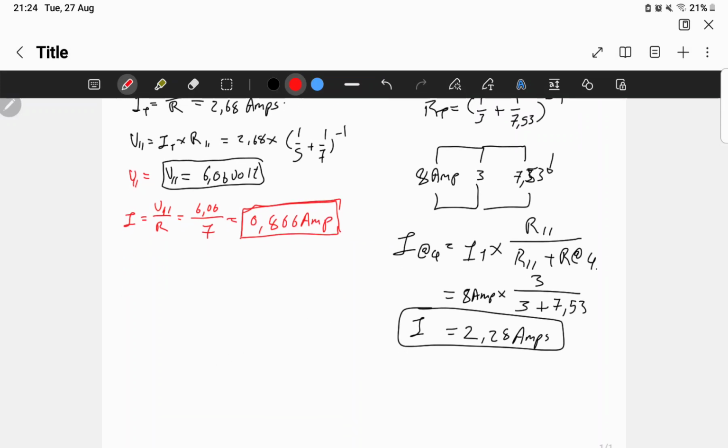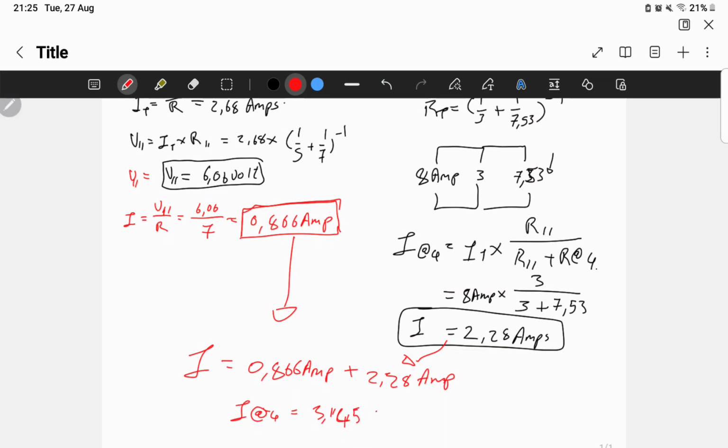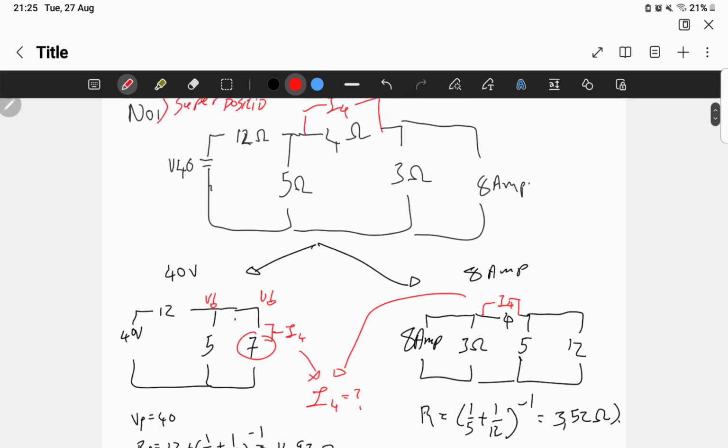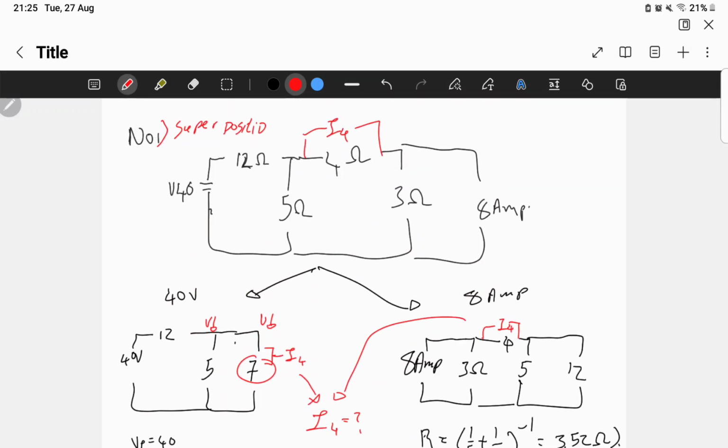And then our final answer, our current is equal to, we're going to add this one, 0,866 amps, plus the current here, which is 2,28 amps, and then our final answer, the current at 4, is equal to 3,145 amps. So that is your current over here.